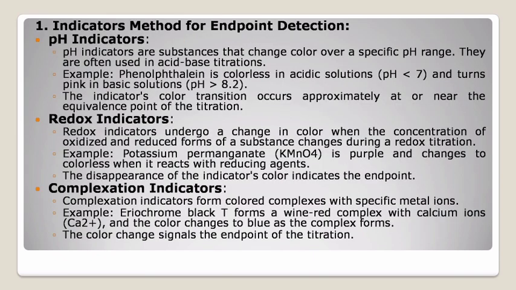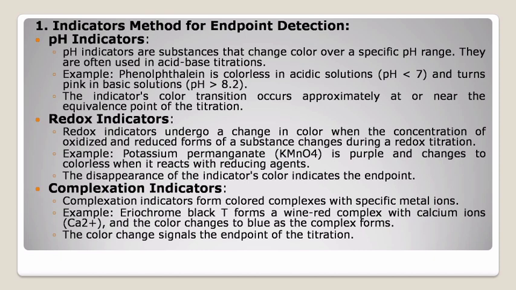1. Indicators method for endpoint detection. Under this, A. pH indicators. pH indicators are substances that change color over a specific pH range. They are often used in acid-base titrations. Example, phenolphthalein is colorless in acidic solutions, pH less than 7, and turns pink in basic solutions, pH greater than 8.2. The indicator's color transition occurs approximately at or near the equivalence point of the titration.